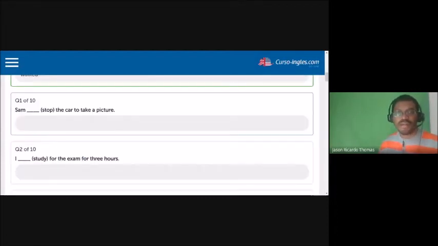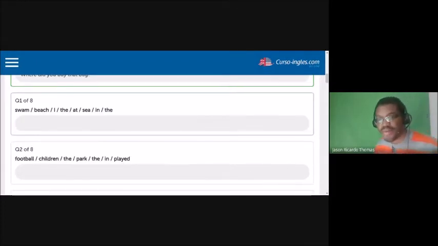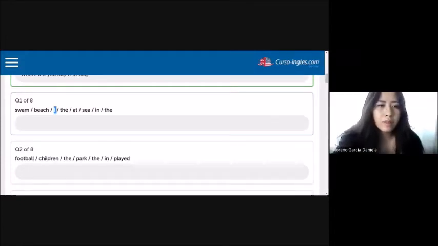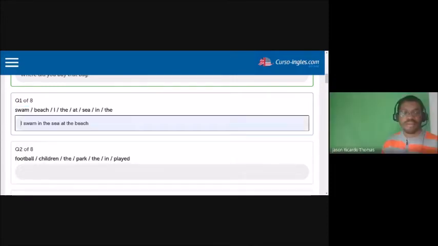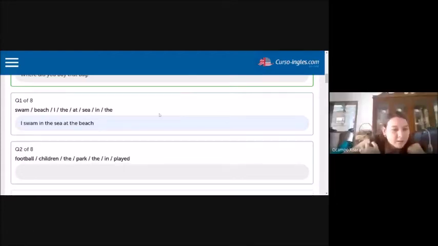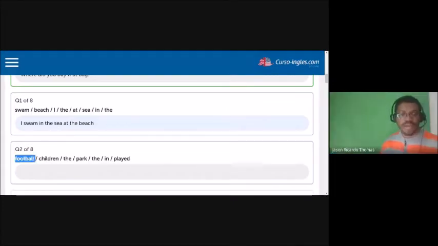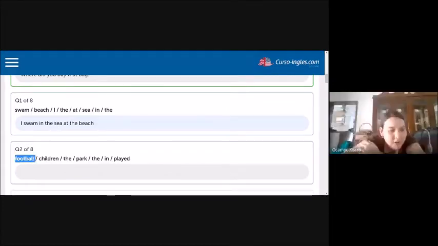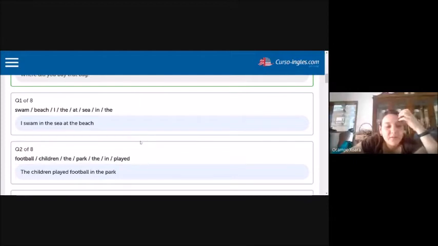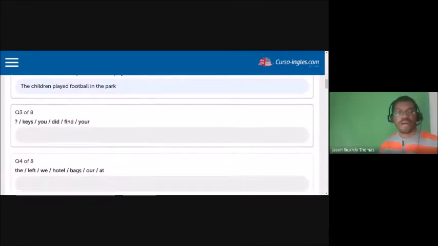Now, let's practice making some sentences. I'll give you the clues you need to unscramble them. I swam in the sea at the beach, correct. Next one: The children played in the park. What did they play? Football. The children played football in the park. Good job.